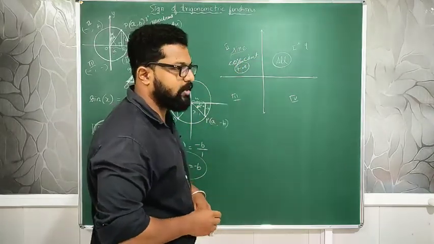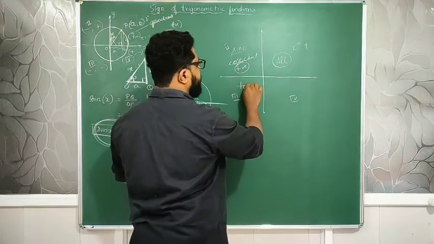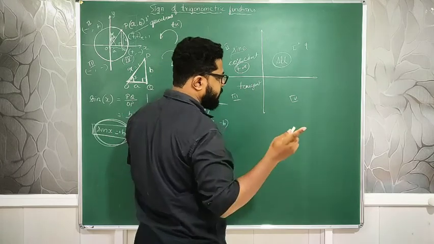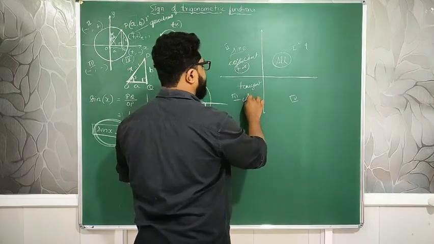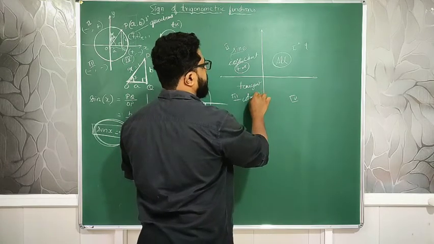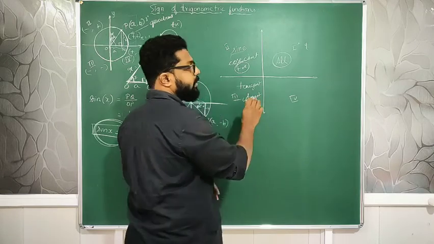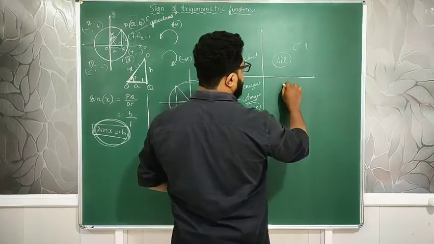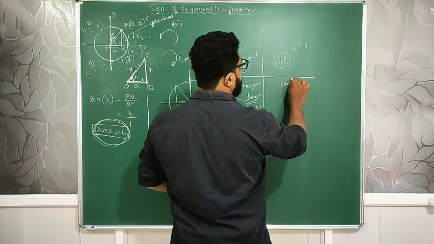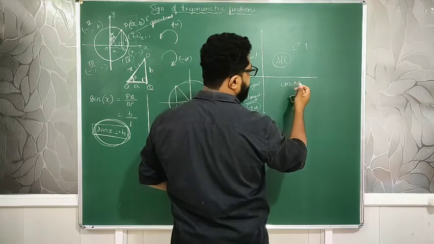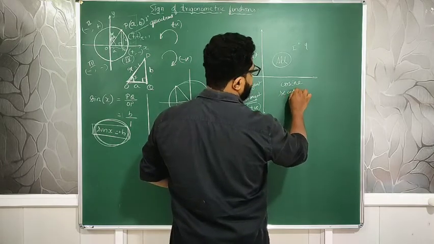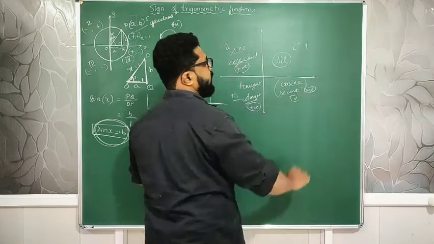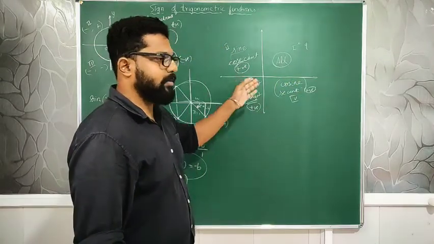Now, let me check the third quadrant. Third quadrant is going to be the tan function, that is tangent, and its reciprocal. What is it? Cot. Only these two are positive. Remaining all are negative. Then, in the fourth quadrant, obviously, cos and its reciprocal, what is it? Only these two are positive, remaining all are negative. Clear? Easy to remember. Correct or not?